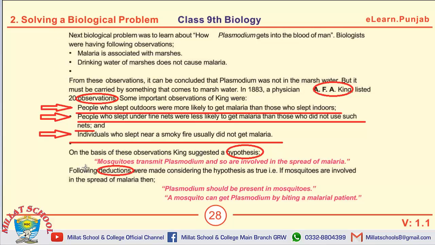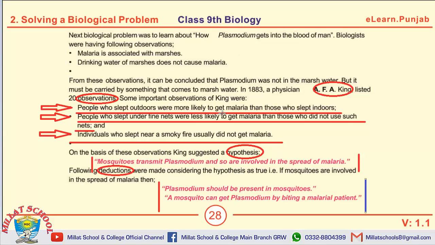The next question is about King's hypothesis. Mosquitoes transmit plasmodium and so are involved in the spread of malaria. And the last one is about the deduction of King, and that is plasmodium should be present in mosquitoes, and a mosquito can get plasmodium by biting a malarial patient.